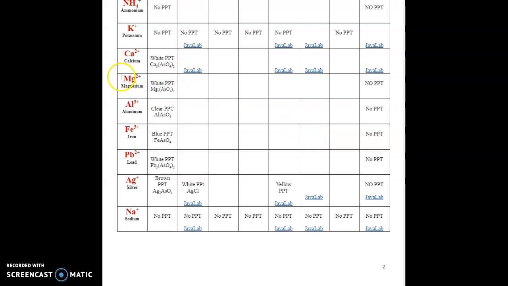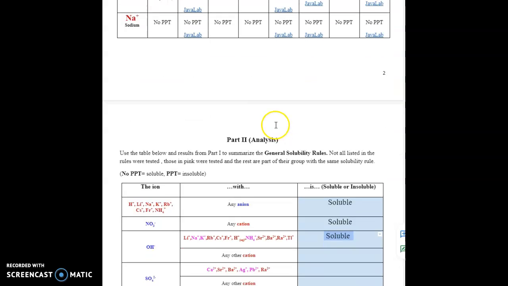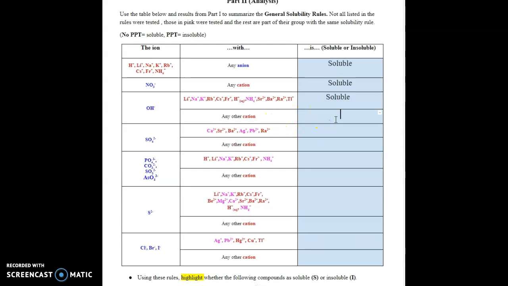But hydroxide for calcium formed a precipitate. For magnesium it formed a white precipitate. So it's going to become insoluble when it forms a precipitate. That means it had some color and PPT next to it. And you just do the same thing for all of them.